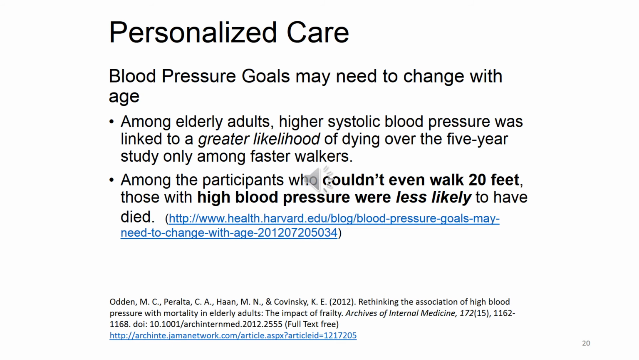And this is a very interesting study. So here they are talking about rethinking the association of high blood pressure with mortality in elderly adults, the impact of frailty. So this is something that needs to be considered, and this is where complexity science would look at the contextual factors and not just have a particular goal for everybody.